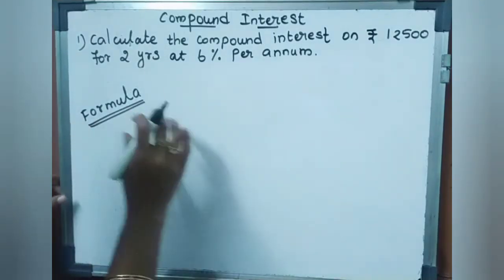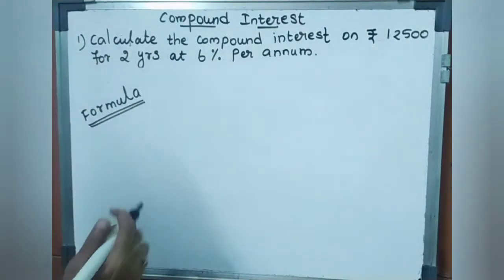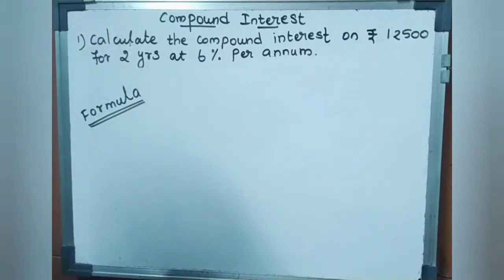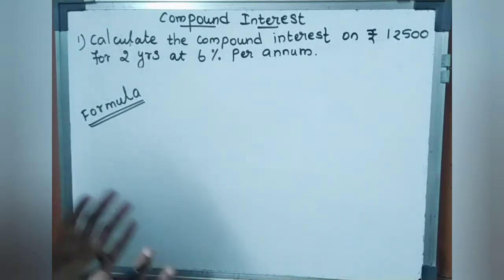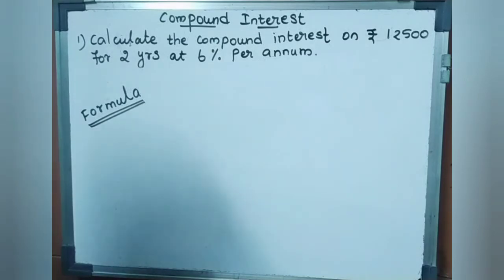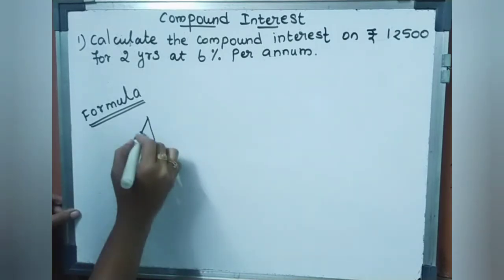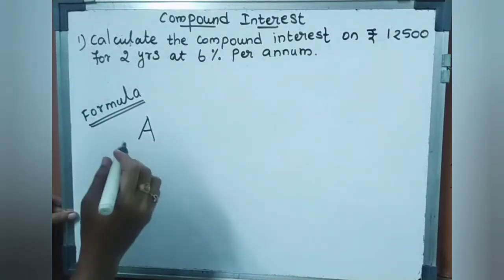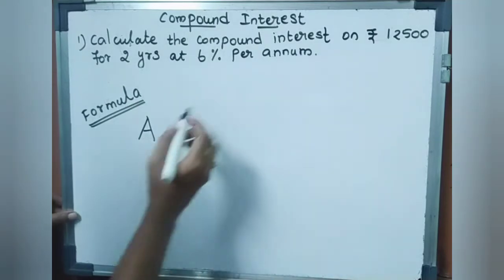Now first we are going to learn the formula to find the compound interest. Directly, we don't have a formula for finding compound interest. For the interest, it is always amount minus principal. For however many years we are going to find the amount, the principal should be subtracted from the amount. Now we are going to learn the formula for finding the amount when we have compound interest.